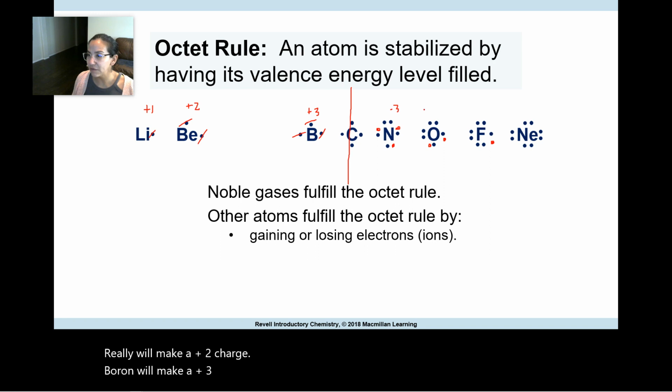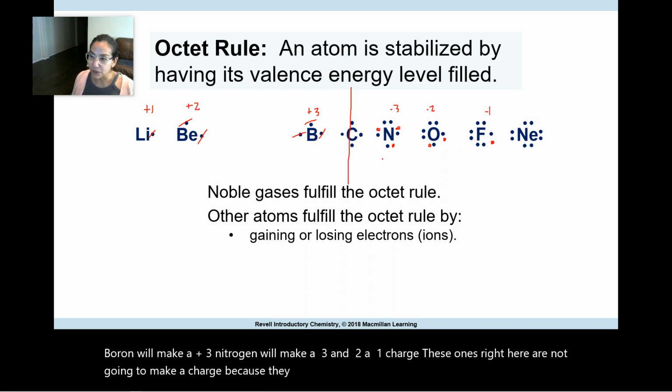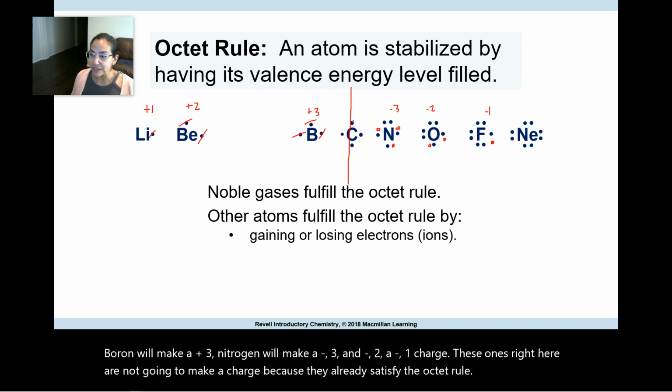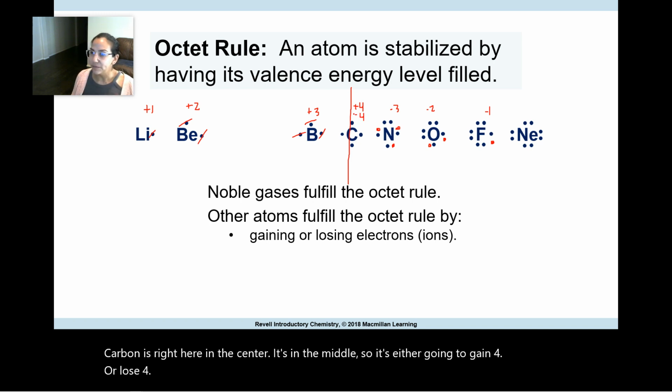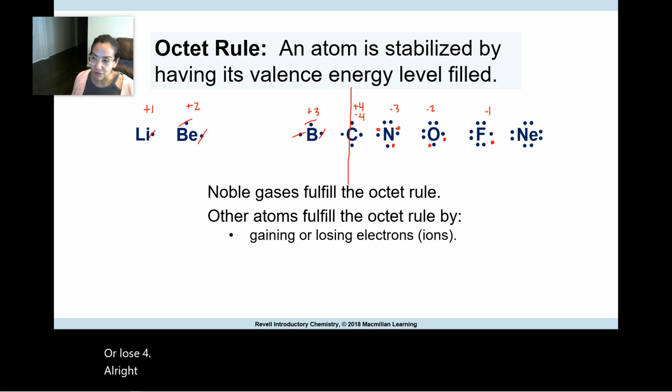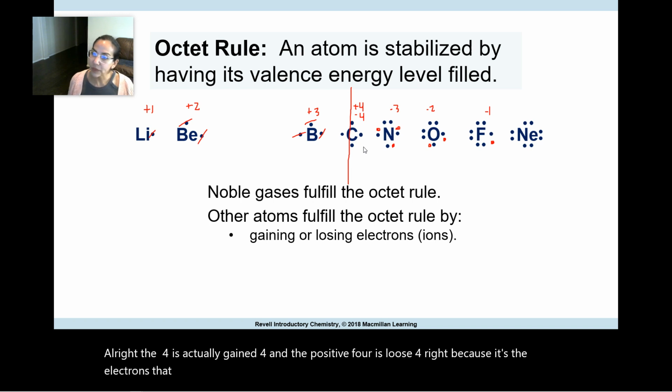Nitrogen will make a -3, then a -2, a -1 charge. These ones right here are not going to make a charge because they already satisfy the octet rule. Carbon is right here in the center. It's in the middle, so it's either going to gain 4 or lose 4, right? The -4 is gaining 4 and the +4 is losing 4, because it's the electrons that we're talking about.